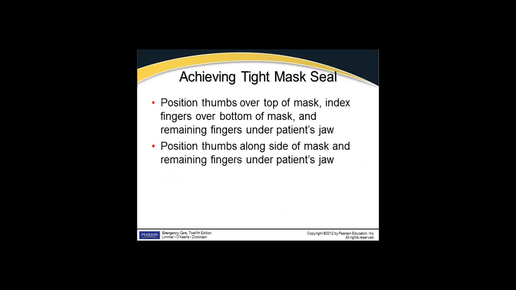So to achieve a nice mask seal, position the thumbs over the top of the mask, index fingers over the bottom of the mask, and then the remaining fingers under the patient's jaw. Or you can position your thumbs along the sides of the mask and the remaining fingers under the patient's jaw. So there's a couple of ways you can maneuver, and it's going to depend on your own anatomy as well. If you have larger hands or smaller hands, typically dainty females might have a difficult time getting mask seals, so they have to work a little harder to find a technique that works great for them.